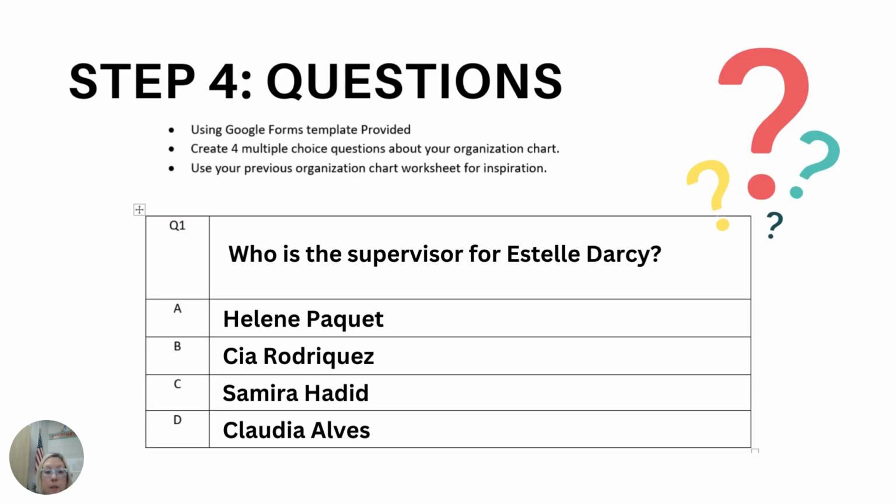All right. Now, if I go back to my question, I'm going to have 3 other answers that are incorrect, and then I'm going to have Samira on there that is correct. So you're going to have to come up with 4 questions for people to answer based on your org chart. Okay, so that is step 4.